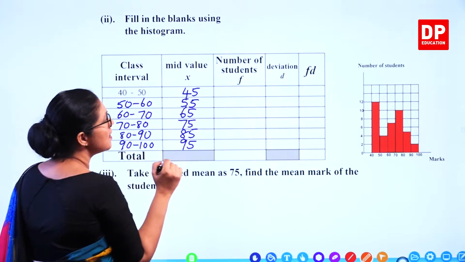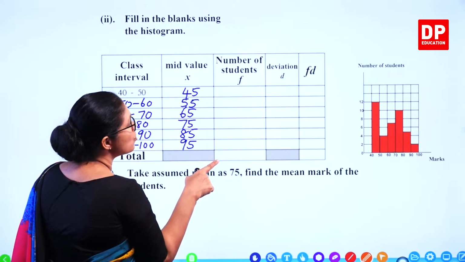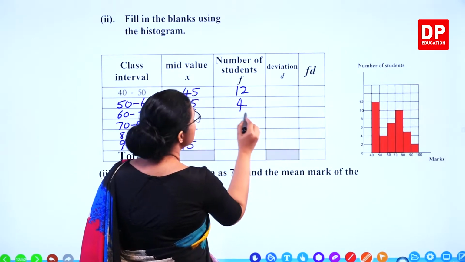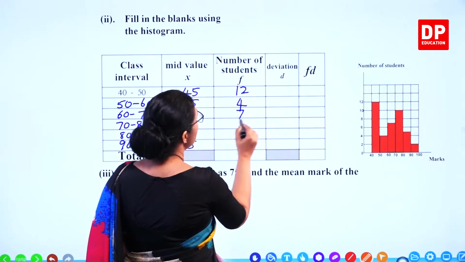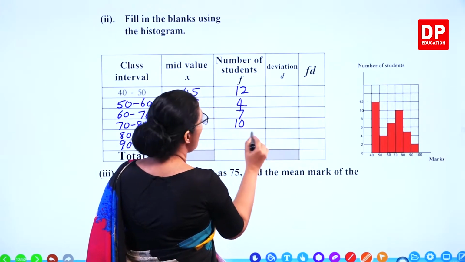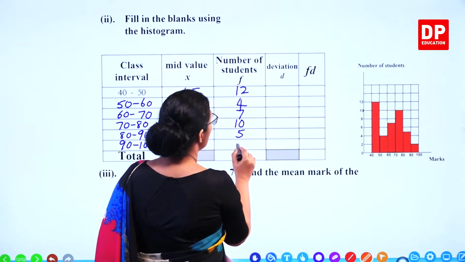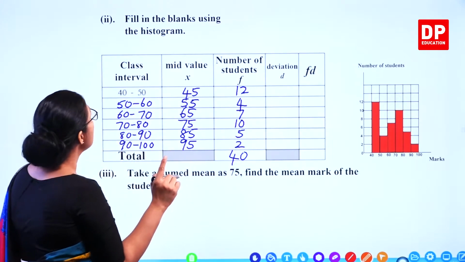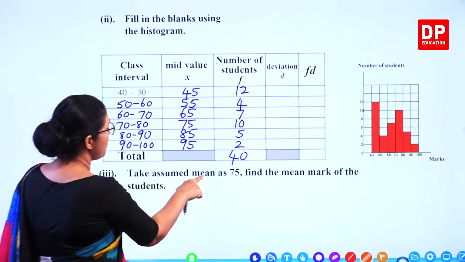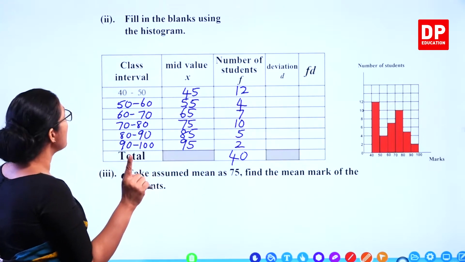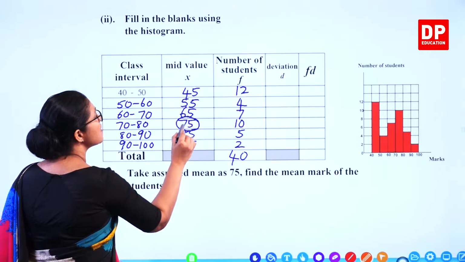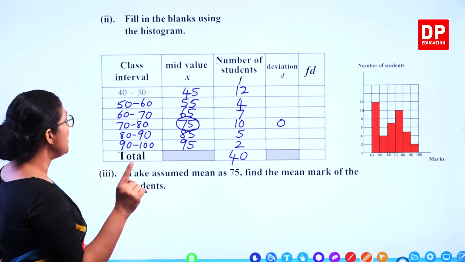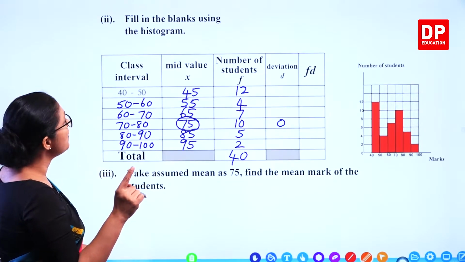Then frequencies. So we found out before: 12, 4, and then 7, 10, 5, and 2. So altogether we found that's 40. So for deviation, you can take assumed mean as 75. So that means 75 is here. So that's the deviation, you get 0 there. Find the mean mark of the student. So we'll try to find out the mean.